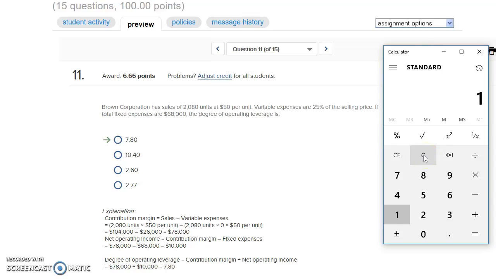So I'm going to just take 104 times 0.75. So my variable expenses were 78,000. And then my net operating income is going to be my contribution margin minus my fixed expenses, 78,000 minus 68,000. So income is 10. So let's do 78,000 divided by 10. So 7.8.